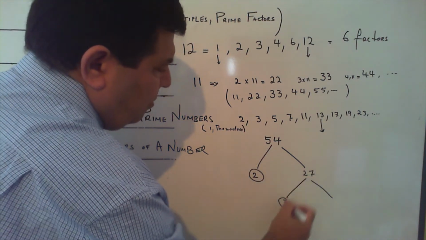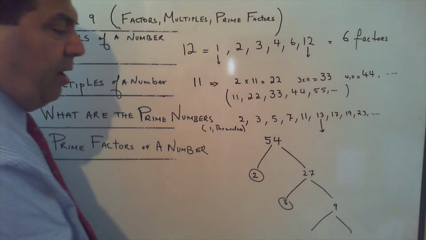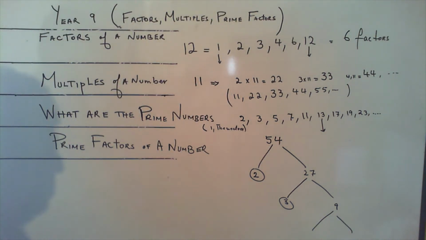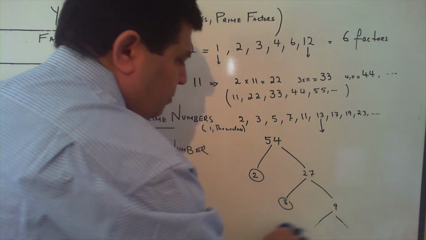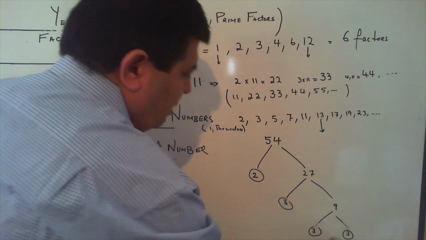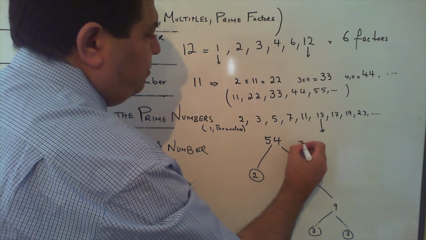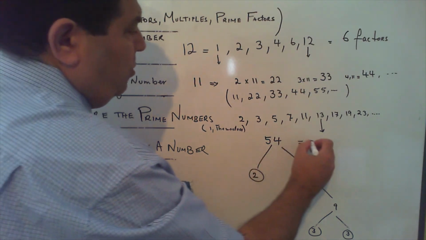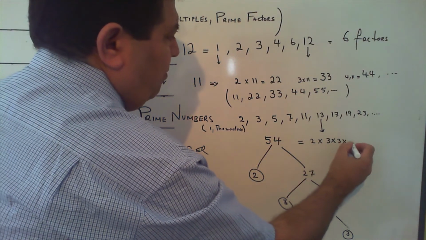And if I divide 27 by 3, I get 9. And I do the same thing again. Can I divide 9 by 2? No, but I can divide it by 3. So I'm going to go 3 and 3. And as you can see, I'm circling all my prime numbers. So in fact, I can write 54 having prime factors of 2 times 3 times 3 times 3.